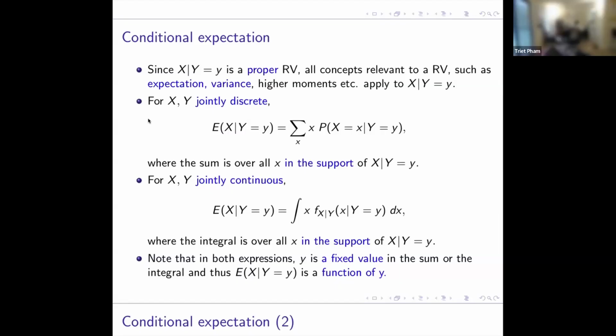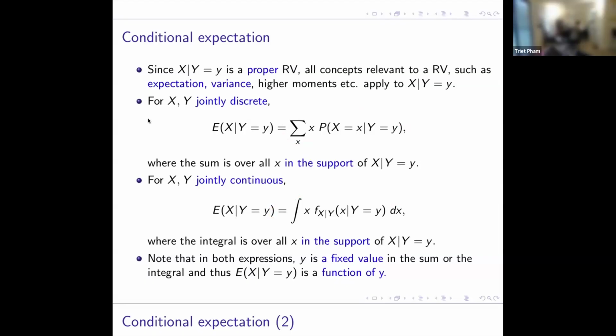They are actually a normal extension of whatever you've learned before. Because conditional mass function is a proper mass function, conditional density is a proper density. So you just apply the expectation formula to those mass functions or densities, then you get an expectation. But instead of calling it an expectation, you call it a conditional expectation because you apply the conditional mass function or conditional density function to it. Okay, so nothing strange here in terms of concept.